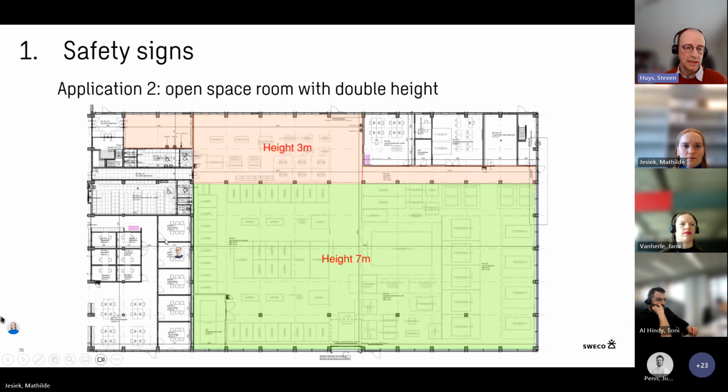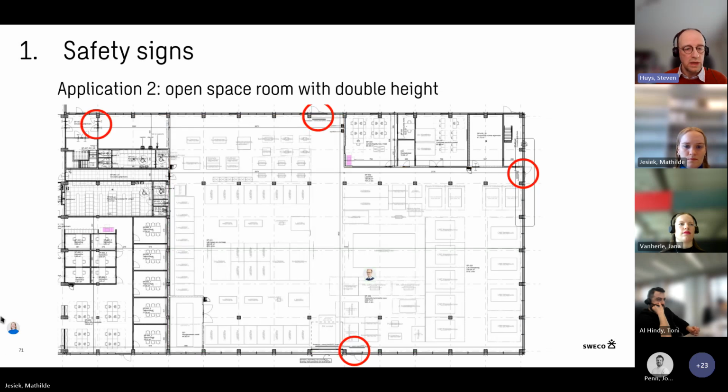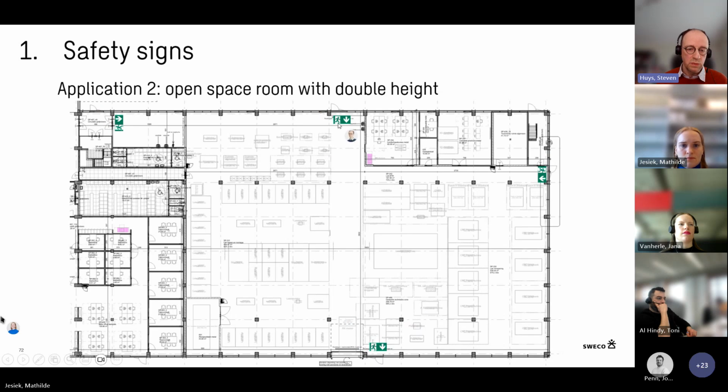Okay. Then the same way for a second application. This is an open area, a workshop area with machinery in it, and we have a double height. We have a zone with a single height and a zone with a double height. So here again, we have the escape doors. This is not an escape door, by the way, but all the others are an escape door. This is an inside escape door. All the others are directly outside escape doors. We place the pictos here.